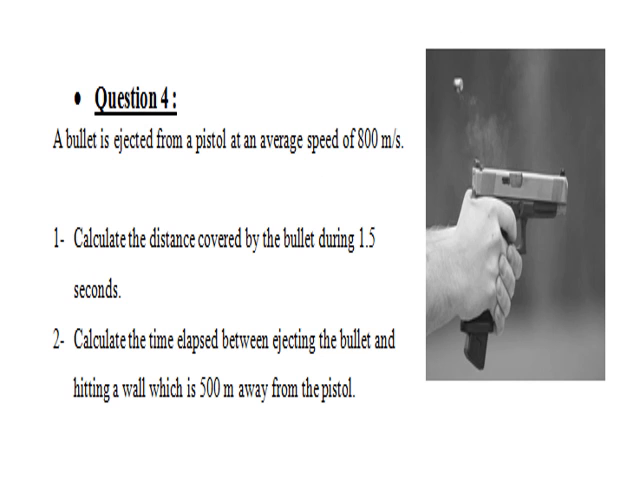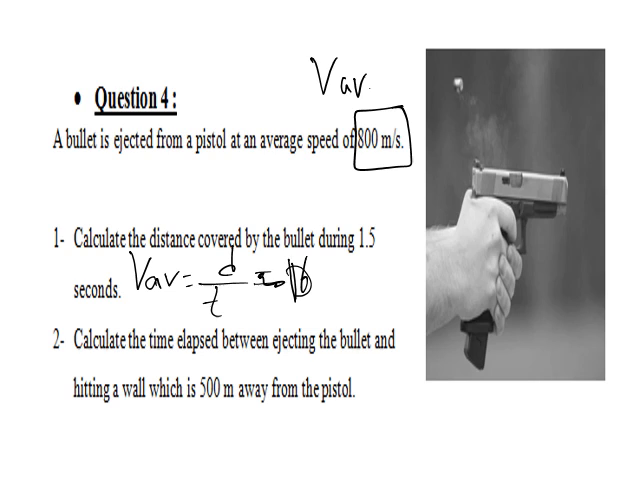A bullet is ejected from a pistol at an average speed of 800 meters per second. So the V average is 800 meters per second. This is how you have to think in the exam. I am going to read to understand the given information, and then I start solving. Calculate the distance covered by the bullet during 1.5 seconds. First of all, V average is equal to distance over time. We have to calculate D, so D is equal to V times T.